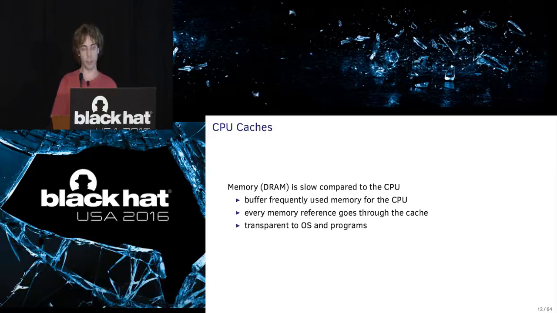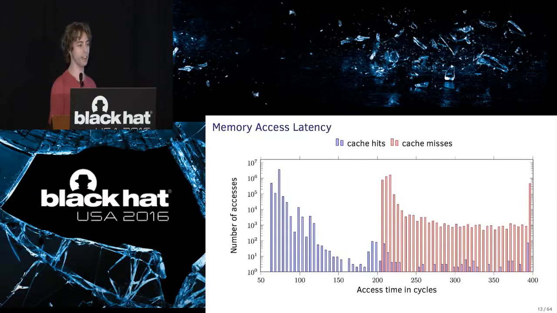The cache is entirely transparent to the operating system and programs, so you won't notice that the address is actually cached, except for one artifact, and that is the access latency. If you measure the execution time of a memory operation, then you will see that the access latency for a cache hit is much smaller than for a cache miss. Here you see that for this particular CPU, the cache hits were around 70 cycles, whereas the cache misses were around 220 cycles most of the time.